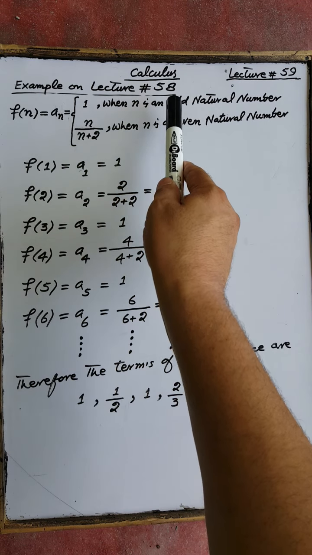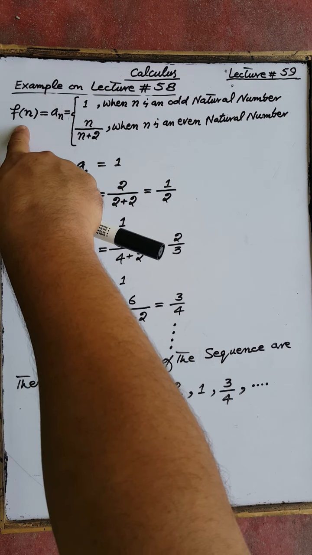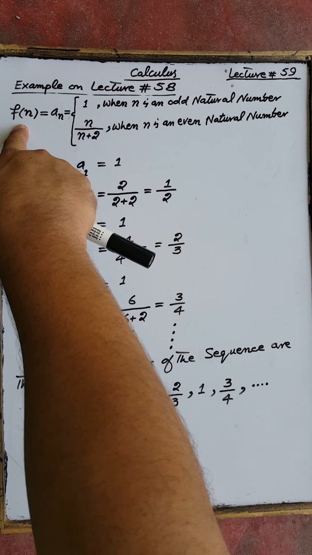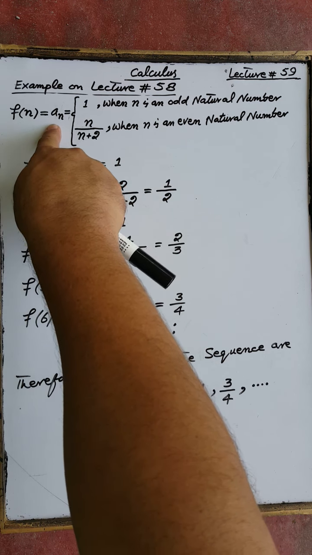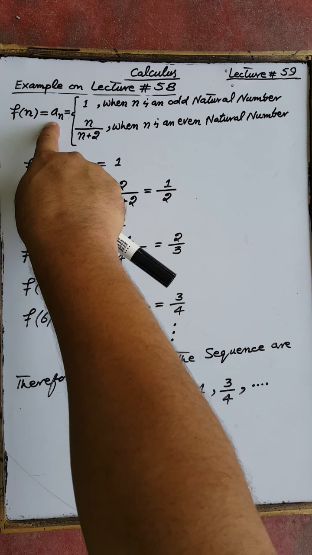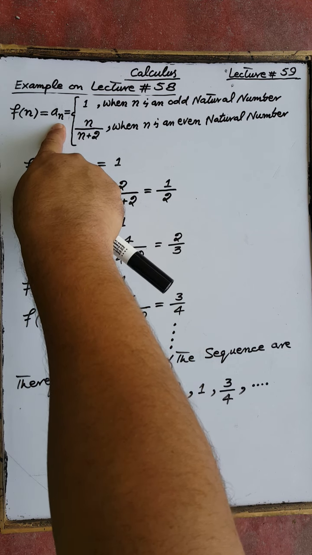Example on lecture number 58. The general term of the sequence, or the function for the calculation of a sequence, is denoted by f of n, and it is also denoted by a subscript of n.